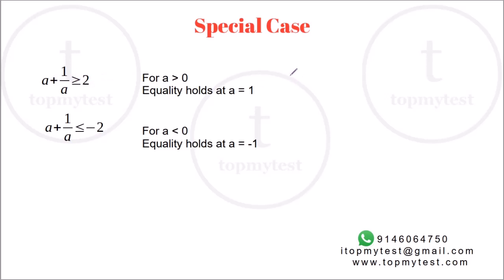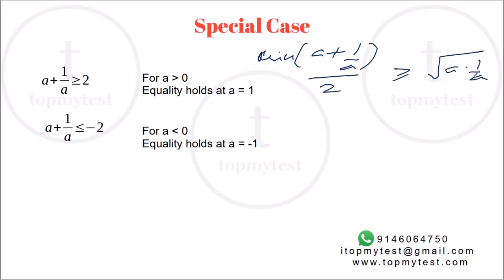So let's take a positive case here. The minimum value of a plus 1 by a, right? Arithmetic mean will be greater than or equal to its geometric mean, which means the minimum value of (a plus 1 by a) by 2 will be greater than or equal to 1, which means the minimum value of a plus 1 by a, if you take this 2 onto the other side, will be at least 2, right? For a negative number, it will be at most -2. We can use this in quite a few cases which have come up in CAT and XAT examinations. Let's see how to go about doing this.